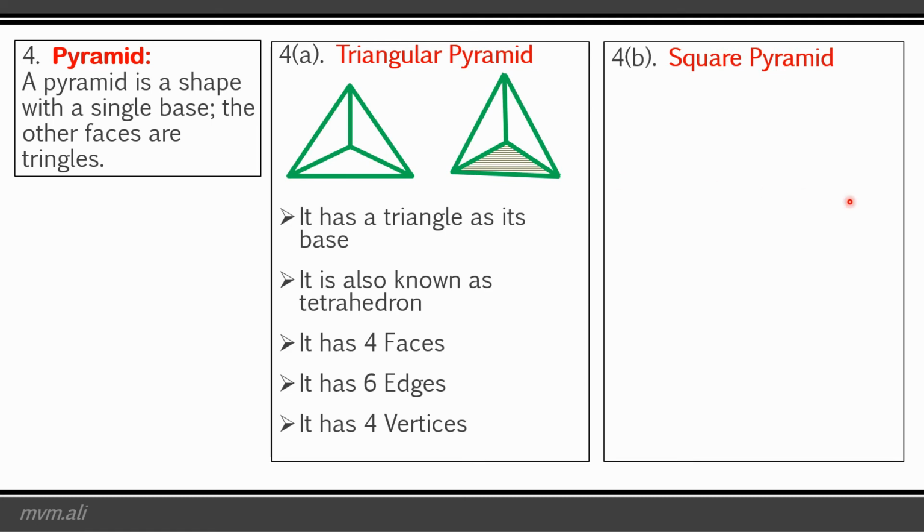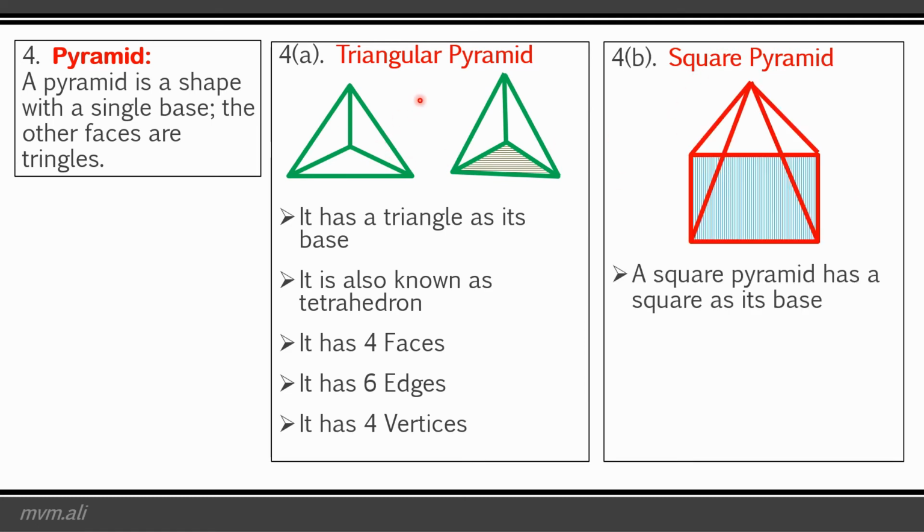Next one is the square pyramid. A square pyramid is the same as the triangular pyramid. The only difference is that its base is in the shape of a square. A square pyramid has a square as its base. Here the shaded portion is the base and the other faces are triangular. It has 5 faces. One is the base and there are other 4 faces. 1, 2, 3 and at the back one more face is there. It has 8 edges. 4 edges on the base part, and 5, 6, 7 and 8.